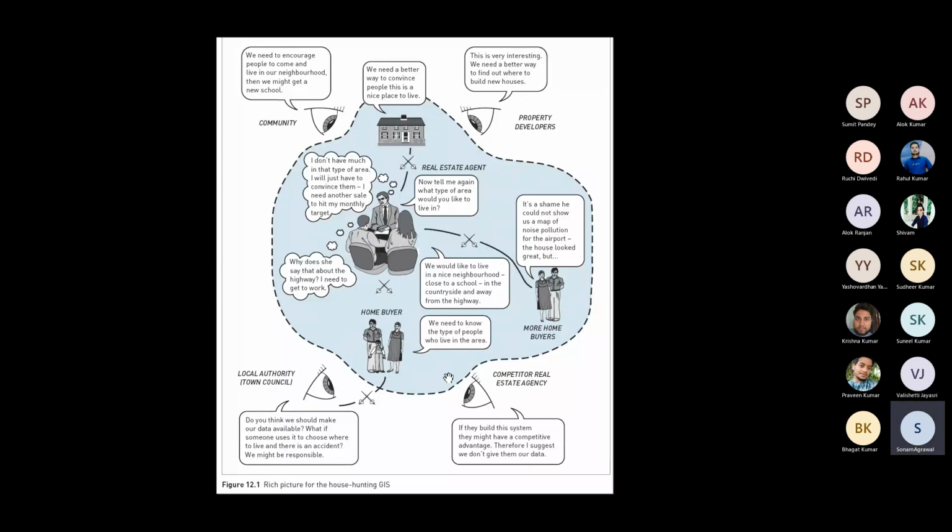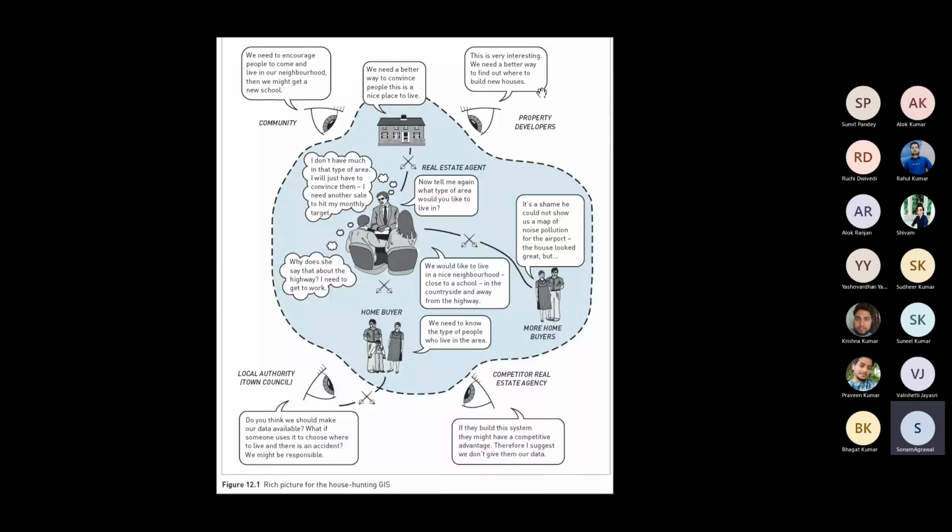And see what the external observers are thinking. Those people are not involved in the selling and buying process, but you can see what they are thinking. There is some local authority: do you think we should make our data available? What if someone uses it to choose where to live and there is an accident? We might be responsible. Some competitor, a real estate developer, if they build this system, might have a competitive advantage. Therefore, I suggest we don't give them our data.